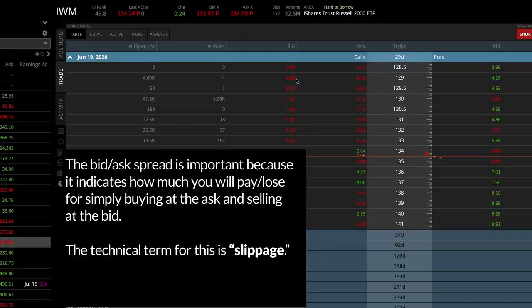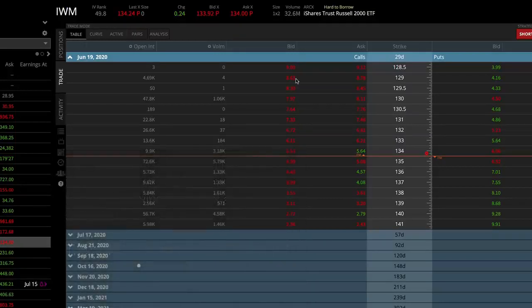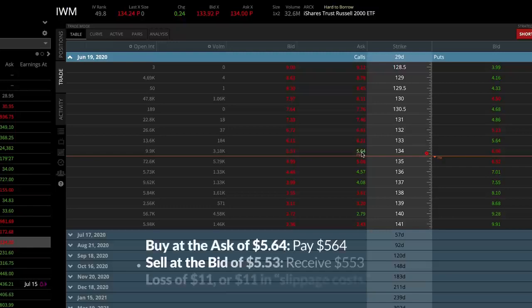It's the same for options, except since an option is worth 100 times more than the price, meaning that if I look at this 134 call option on IWM, the ask price says $564, which we know is a premium of $564. So if I bought this option for $564 and immediately sold it at the bid price, which is a premium of $553, I would lose $11 just from entering and exiting the trade.